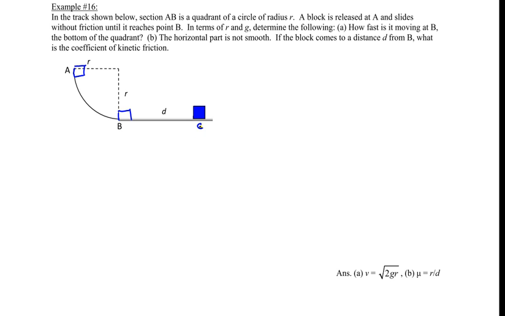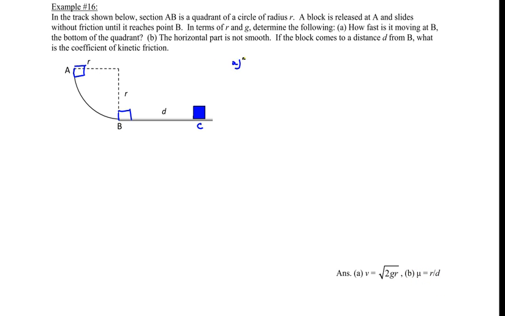So we're asked a couple things. We're asked to find out how fast the object is moving at point B. And we're supposed to derive our answers in terms of g, r, and d. So let's go ahead and solve this.